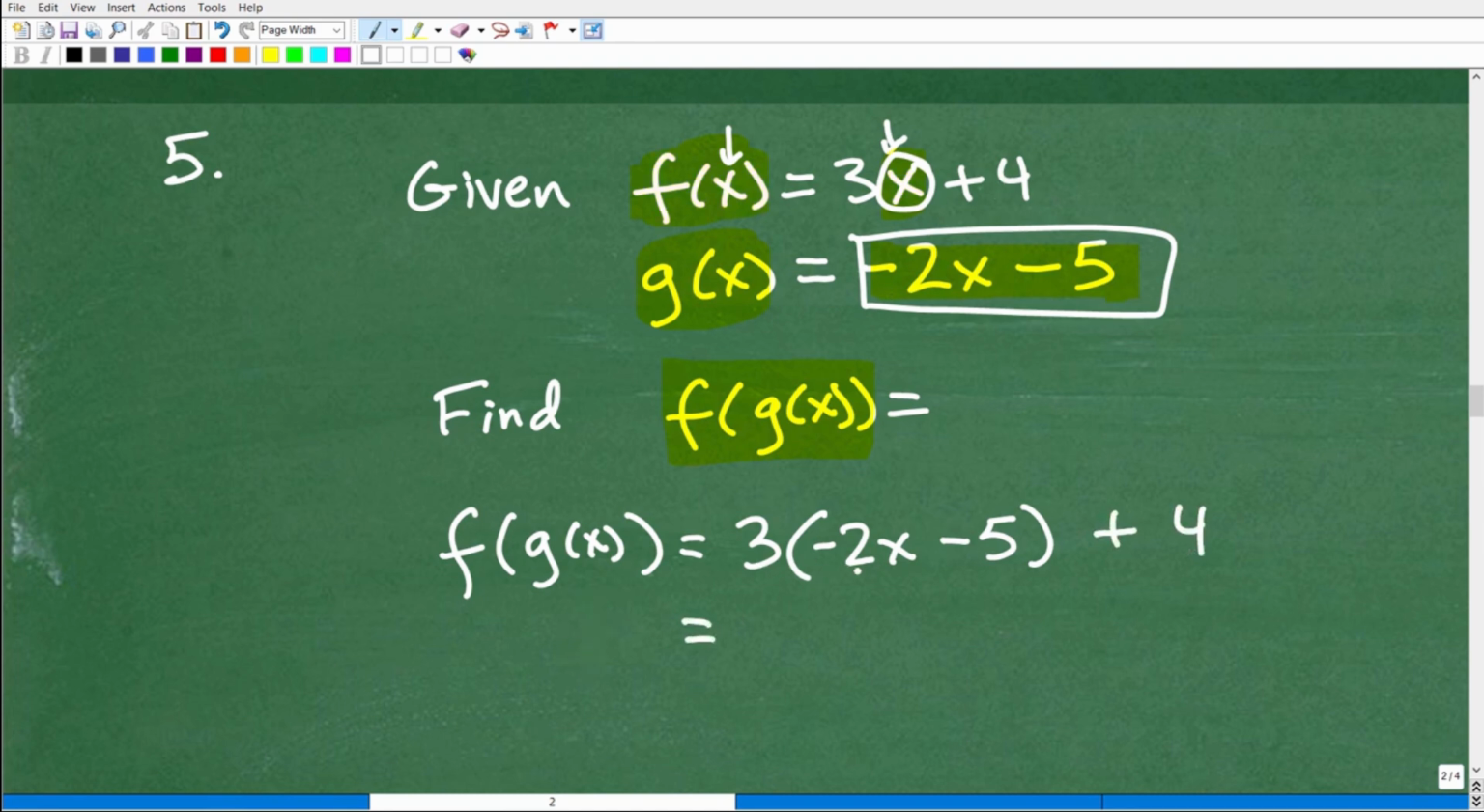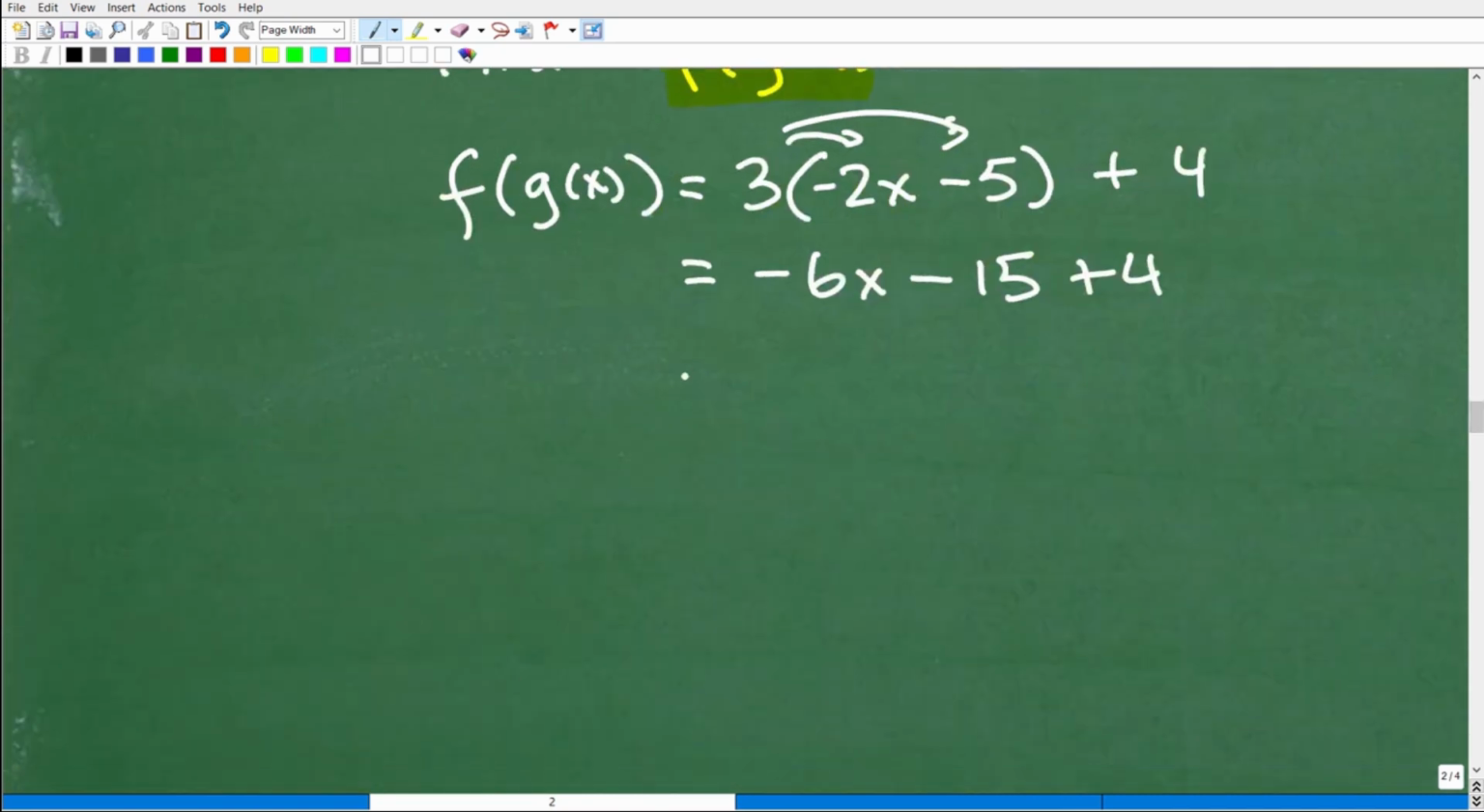This would be 3 times negative 2x, negative 6x. I'm doing the distributive property here, 3 times 5, that's 15, plus 4. Let me go ahead and work this down. So this would be negative 6x, and we have negative 15 plus 4, which is negative 11. Okay, so there you go.